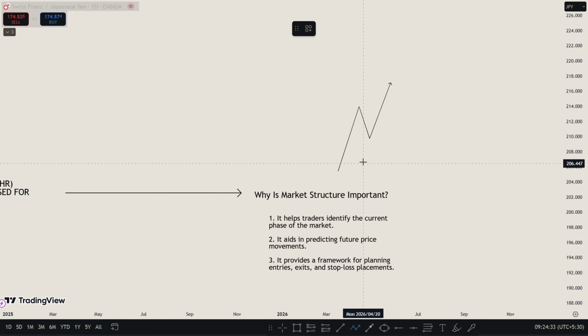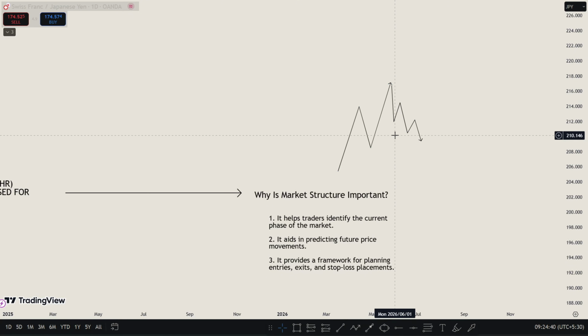So if the market is creating lower highs, but has not broken the previous low, now you know the market is going down. So the second point is that it helps predict future price movements. This is called market structure.